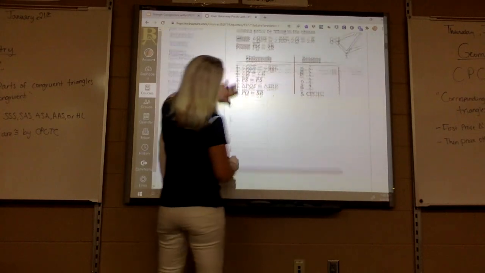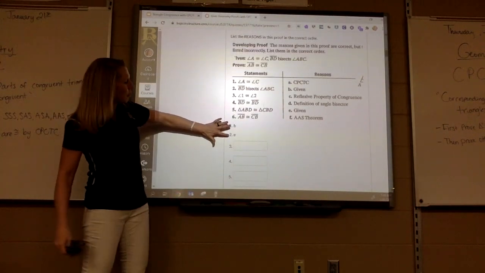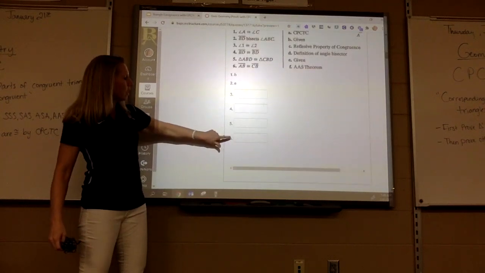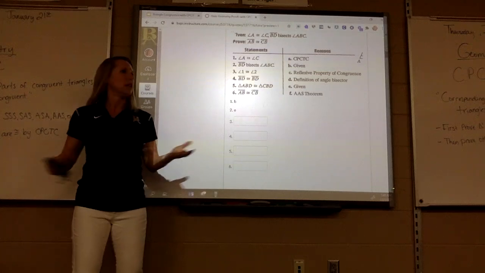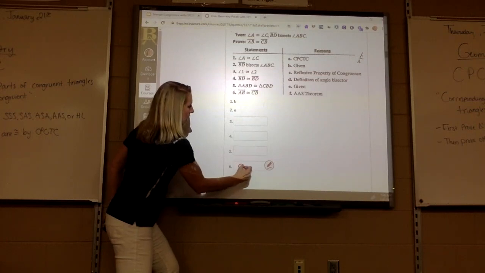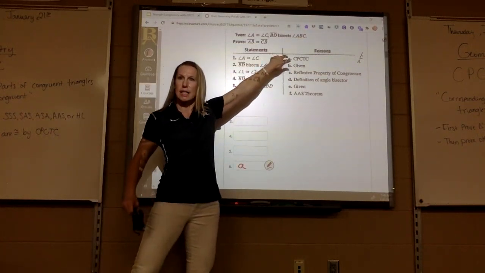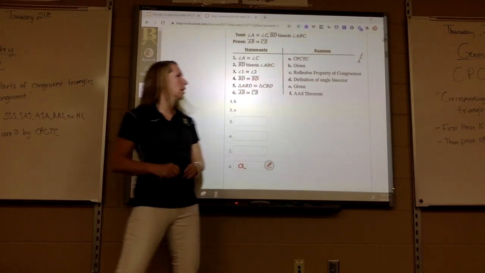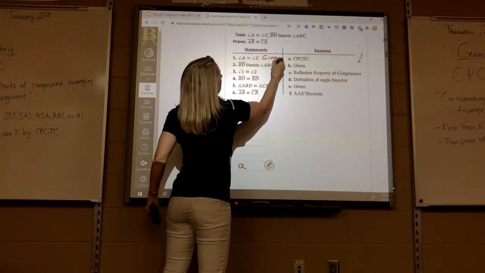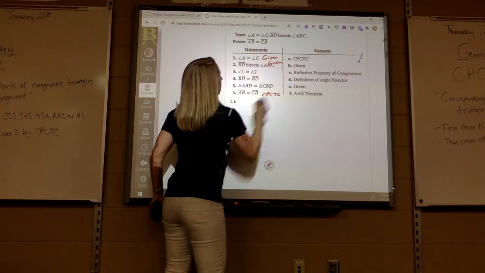Okay, now the next one's a little bit different because you're putting all the reasons in order. So I already put the 2 givens up there. What do you think the very last one is going to have to be? CPCTC. Yeah, so that would be letter A. So you're just going to put an A on the 6th one. So you know it has to end with CPCTC, right? Okay. So I know this was given, this is given, and then the last one is CPCTC.